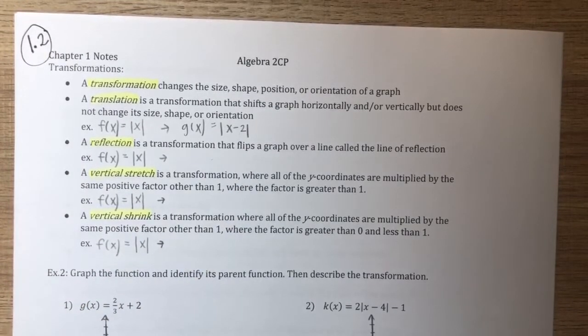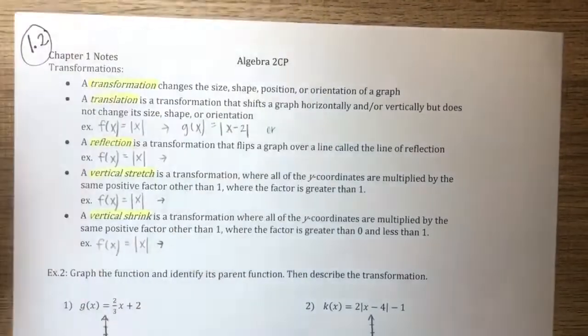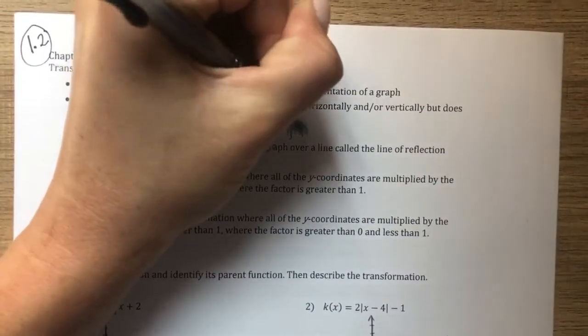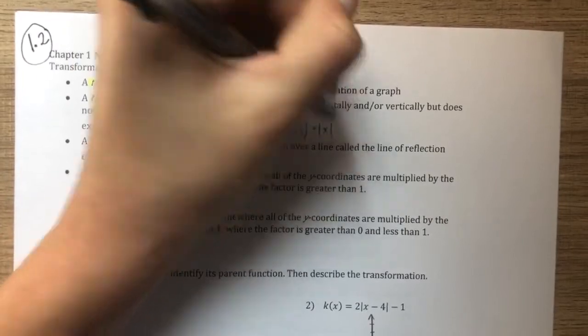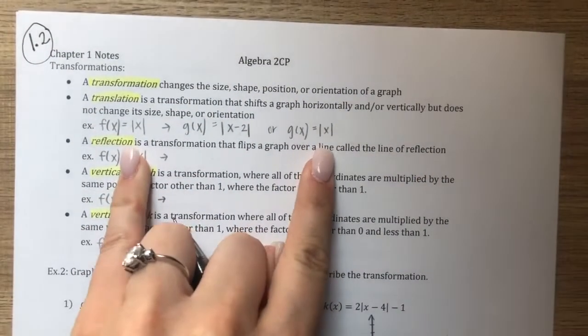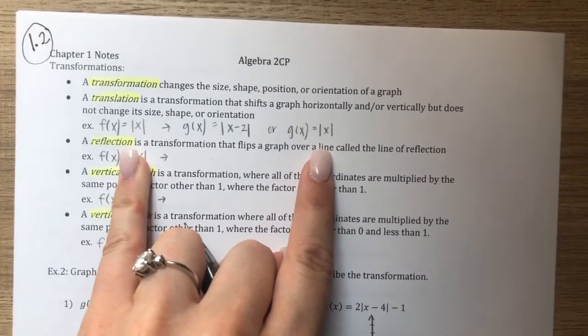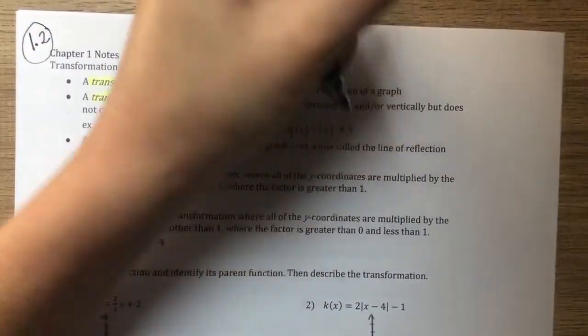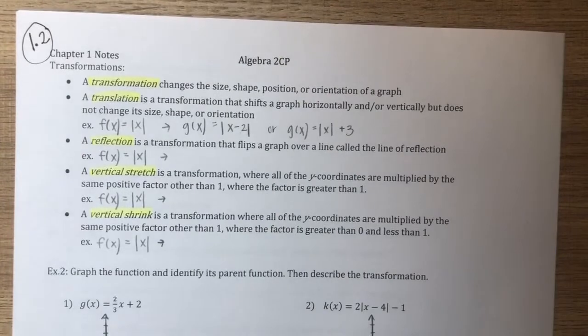If I want to translate up or down, I need to add something outside of the absolute value bars. So if I do a vertical translation, my new function would be g of x equals the absolute value of x, and that's just what my original one was. And then say I want to translate this 3 up. If I want to move it 3 up, I would add 3 to the outside of the absolute value bars.